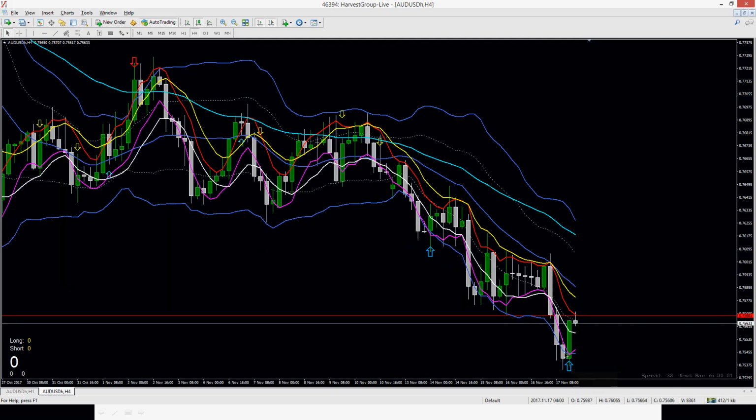On H4, what we have is an extreme A buy, okay? And there's a possibility of re-entry sell over here, okay? And still MA50 is above mid BB, indicating that this is a downtrend market.